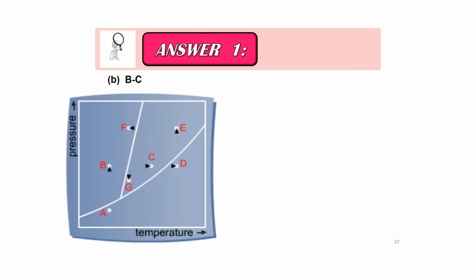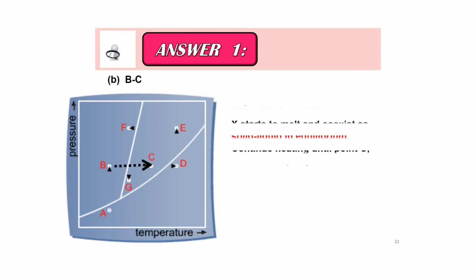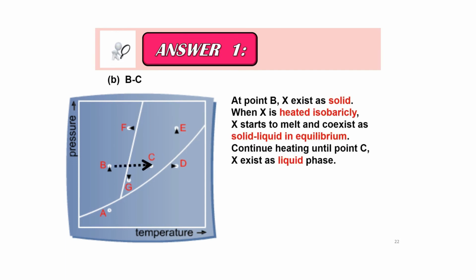For the second question, which is from point B to C, you can see here. At point B, X exists as a solid. When X is heated isobarically, X starts to melt and coexists as solid and liquid in equilibrium. Continue heating until point C, X exists as a liquid phase.